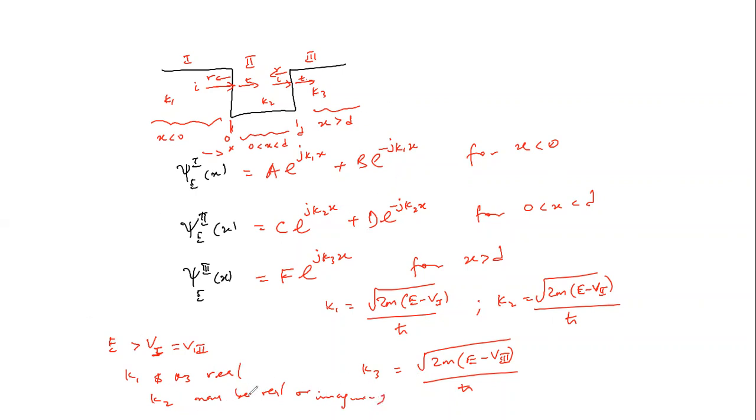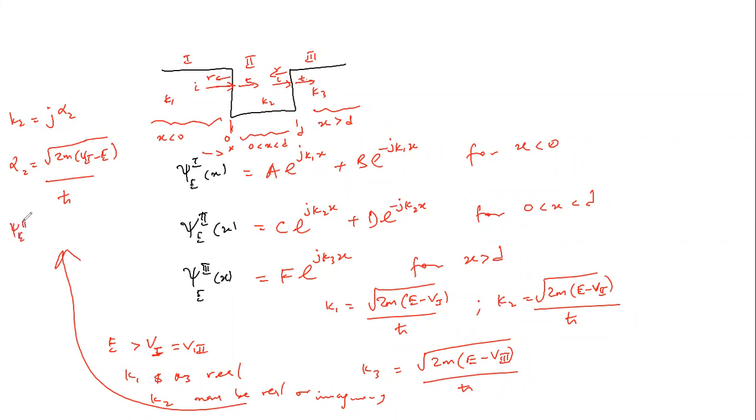Such that the imaginary K2 will be equal to j alpha 2, and just like we showed earlier, alpha 2 will be the square root of 2m(V2 minus E) divided by H cross. What we will now have is psi of 2 equal to C e^(-alpha 2 x) plus D e^(alpha 2 x) for 0 less than x less than d.